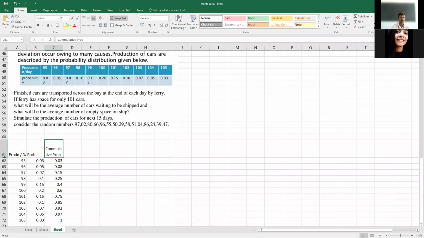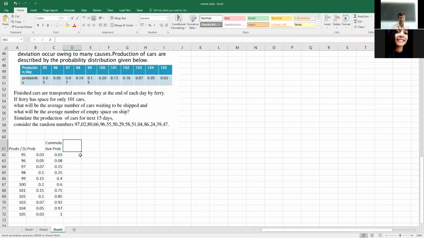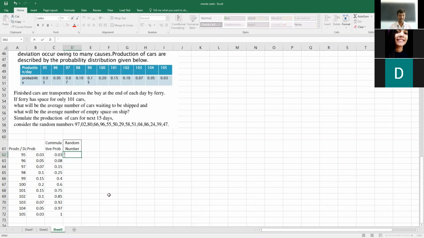By keeping this, we are going to create the random number interval. So how do we generate the random number? Can you tell me what will be the random number for this cumulative probability? 0 to 2. Very good. Then 3 to 7. Good. 8 to 14.